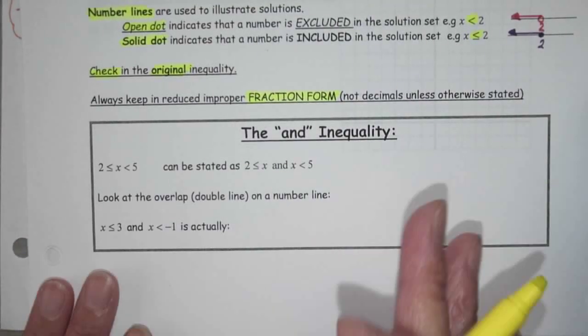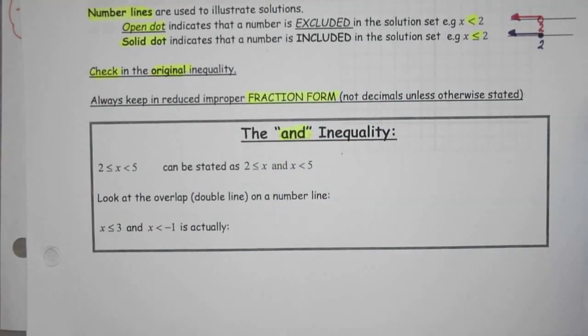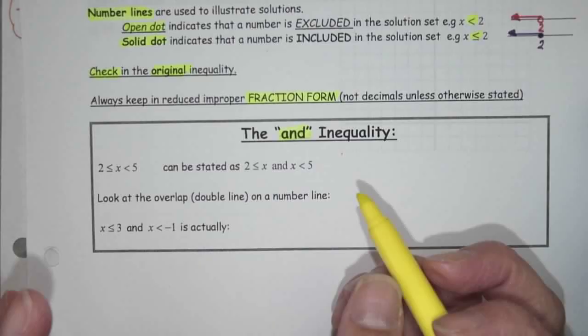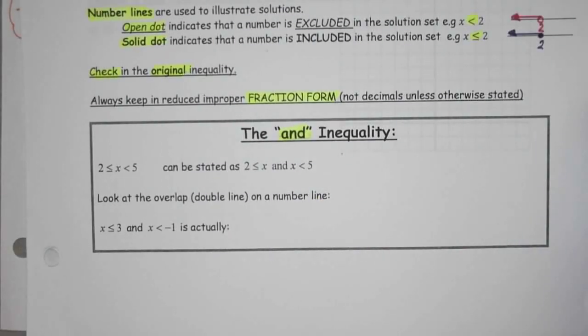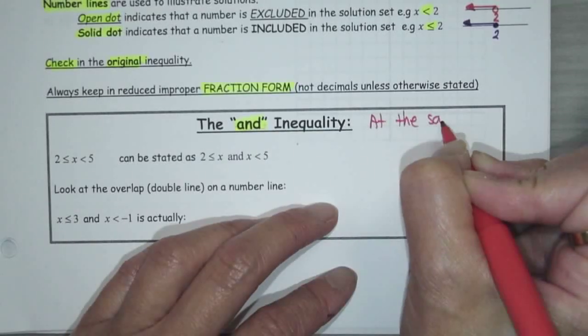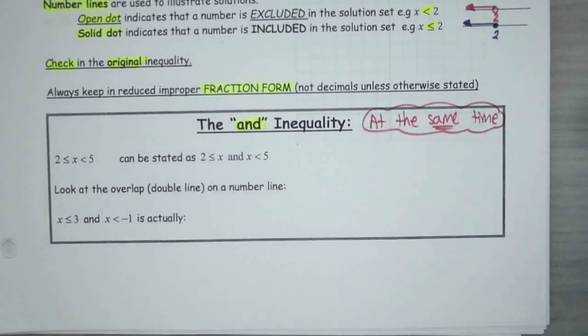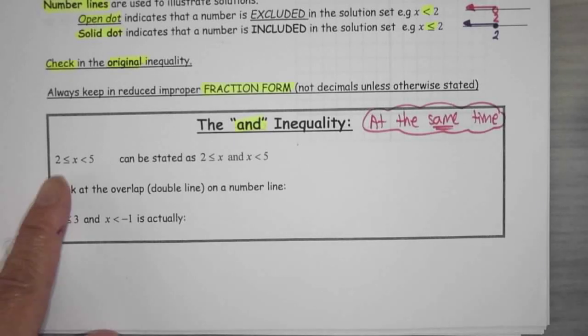Now we've got a new concept, and it's called the "and" inequality. The "and" inequality means that it is this and that. "And" in math is very, very specific. It's different than in the English language, where we use "and" and "or" kind of interchangeably. "And" in math means at the same time. I want both of the things happening at the same time.